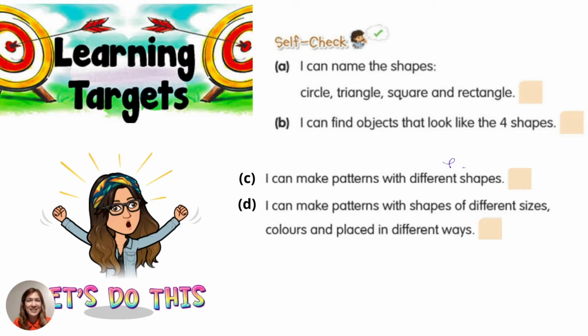Our learning targets. At the end of the lesson, you can name the shapes: circles, triangles, square, and rectangle, and find objects that look like the four shapes. Then we can make patterns with different shapes, and make patterns with shapes of different sizes, colors, and placed in different ways, or their orientation.